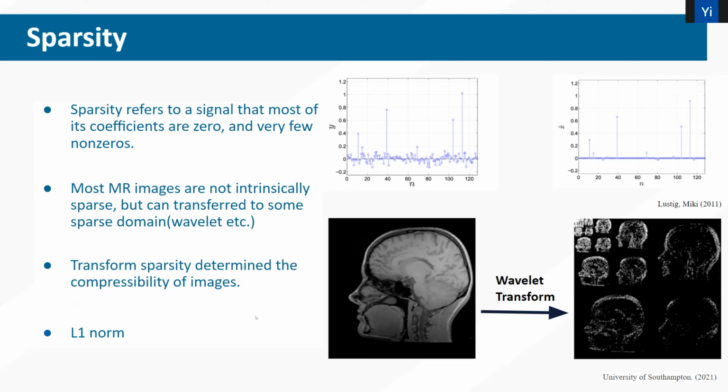This transform sparsity determines the compressibility of the images. The image on the right shows the non-sparse and sparse representations for 1D and 2D signals. In order to find the minimum number of coefficients and promote sparsity, the L1 norm is used. Some coefficients are suppressed with the L1 norm because many small coefficients tend to carry a larger penalty than a few large coefficients. And an iterative thresholding algorithm is applied to solve the L1 optimization for compressed sensing.